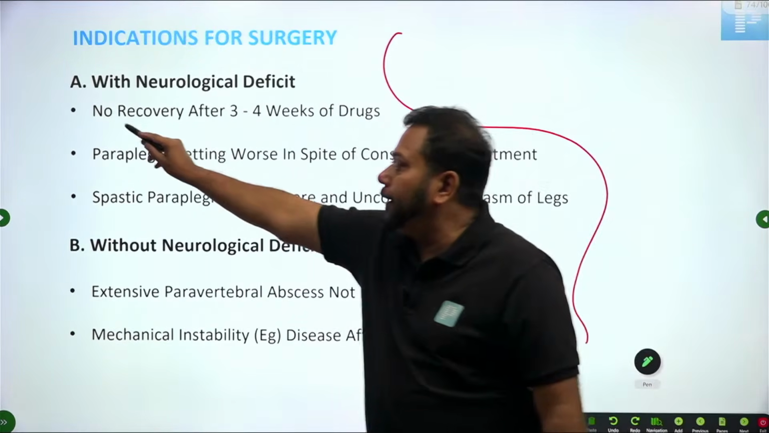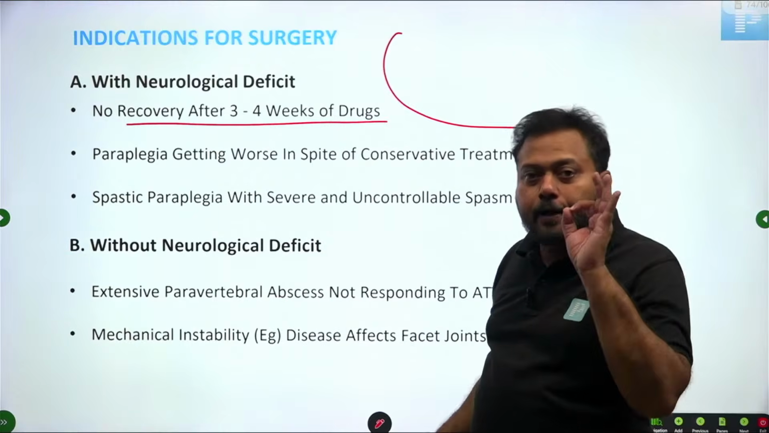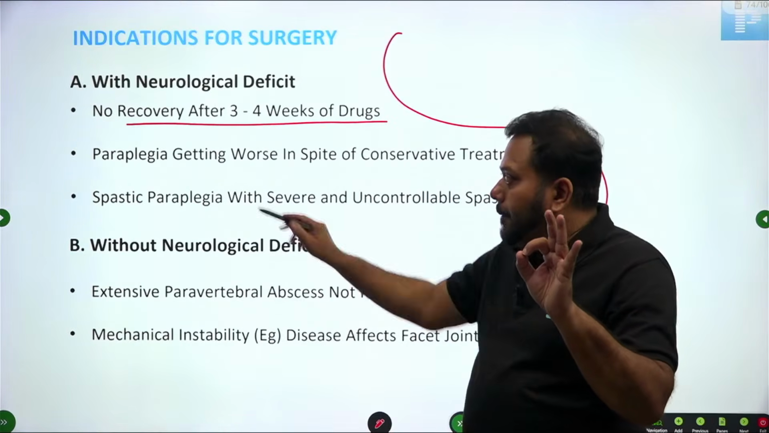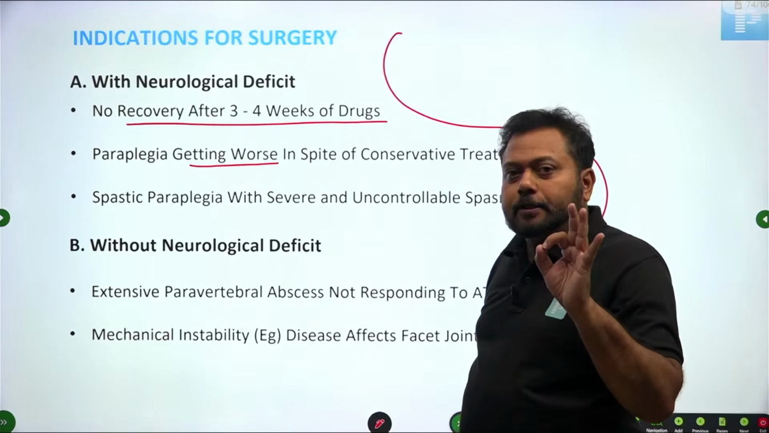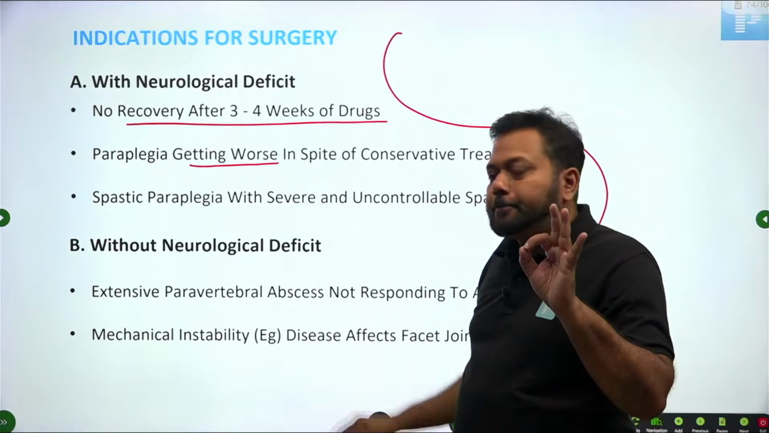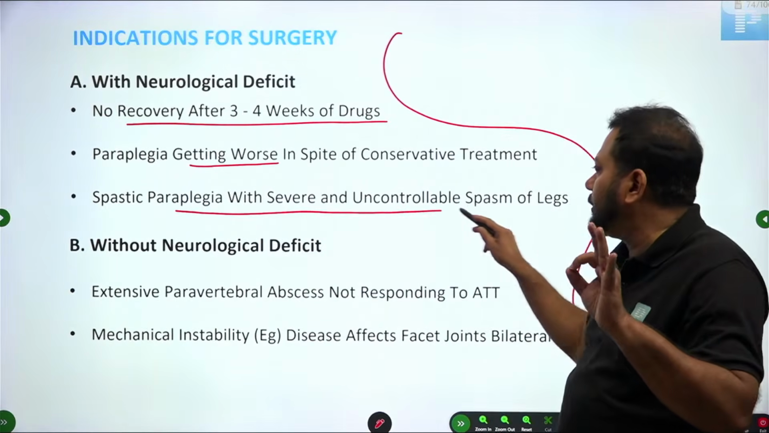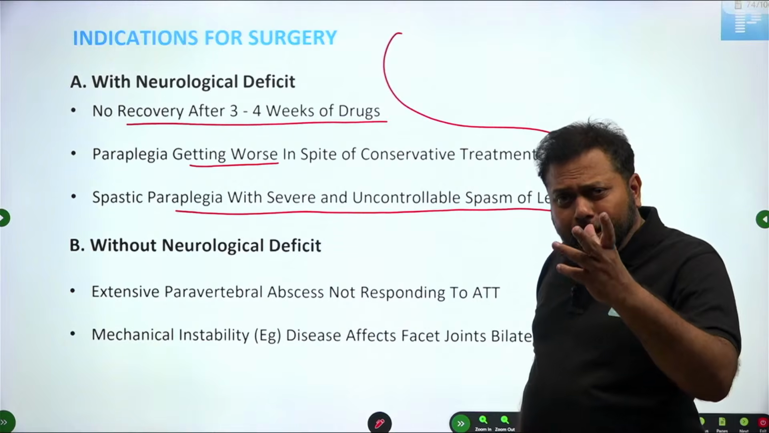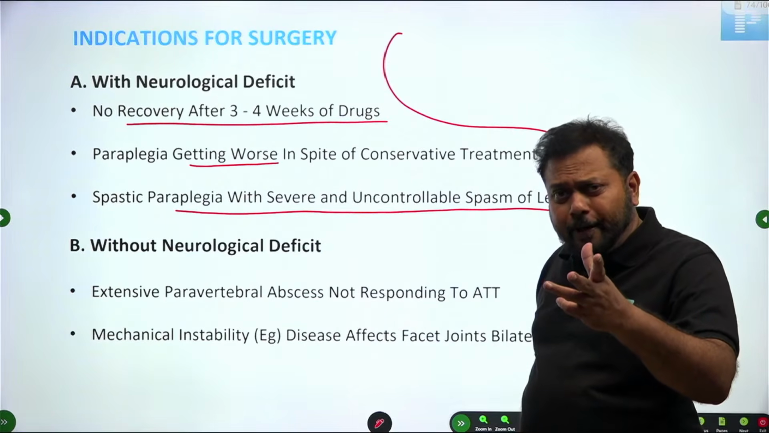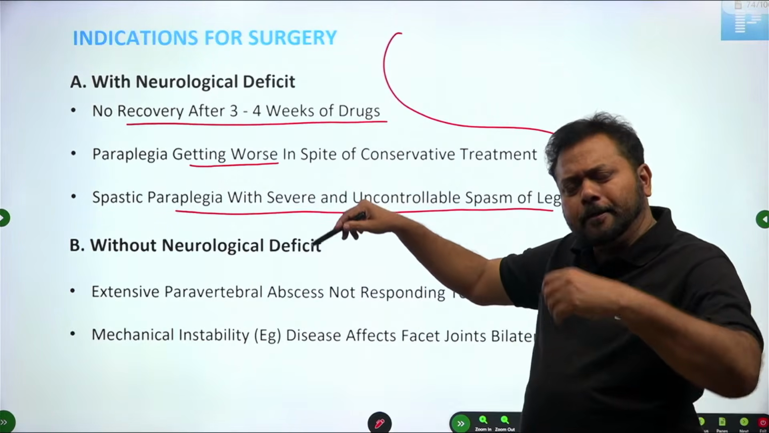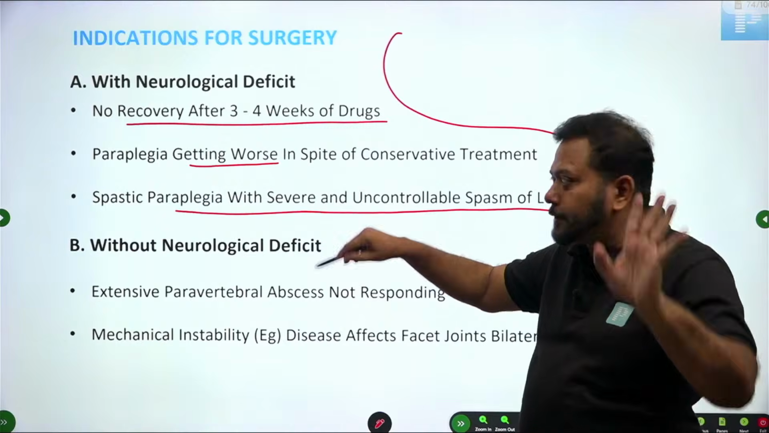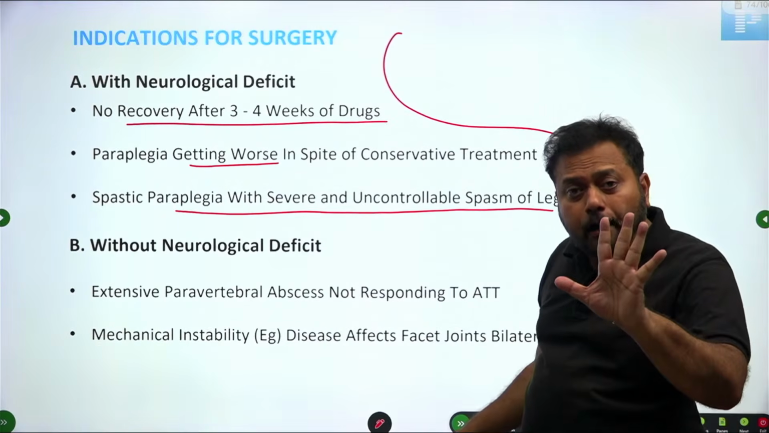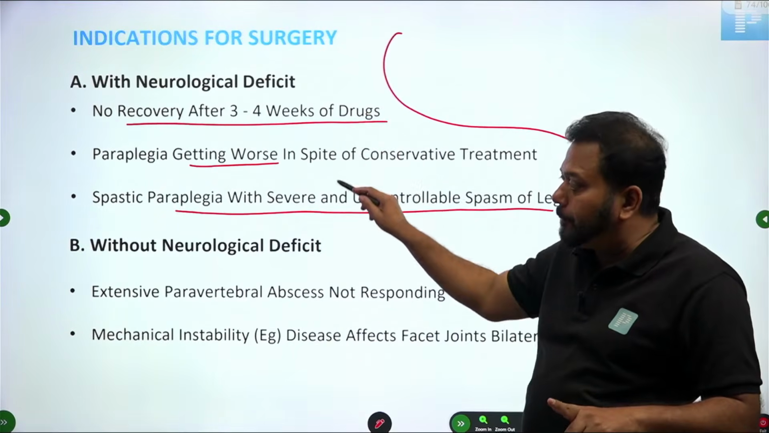No recovery after 3 to 4 weeks of drugs, ATT. Paraplegia getting worse in spite of medical treatment. Spastic paraplegia with severe uncontrolled spasm of the leg. The patient is coming to you with uncontrolled spasm of the leg. Don't try medical treatment, go for surgery on day one. All these points are asked, very important.